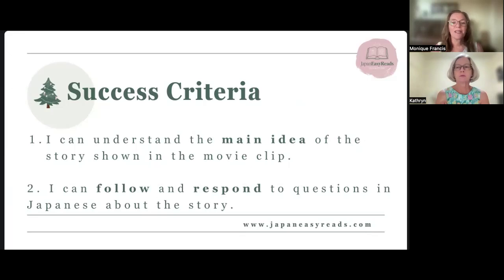So the success criteria are a couple of examples. I can identify the main idea of the story shown in the movie clip, and I can follow and respond to questions in Japanese about the story. So the questions are in Japanese, but the students may respond in English or in Japanese if they know that word.